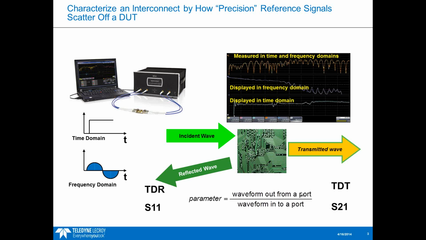There are a few different ways to do it. One of them is short, open, load, and through. Those are four different things that are measured: a short, an open, a 50 ohm load, and a through path. Those are all pre-characterized, and the behavior of them is known. We use those to map out this calibration space, so that now we have these precision signals, because we know exactly what they look like based on measuring these calibration standards.